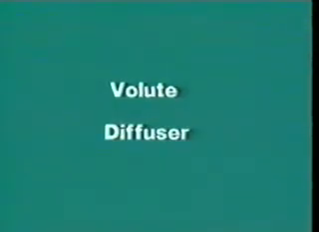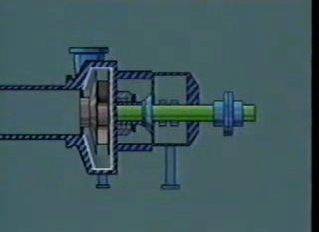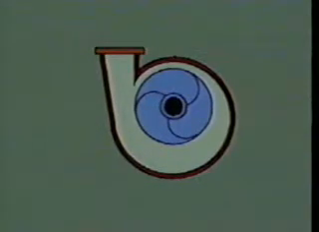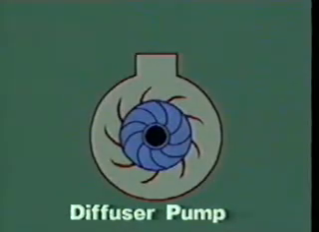Volute and diffuser are also terms you now know. They describe the area in the centrifugal pump casing where the kinetic energy of the fluid is converted into pressure. In volute pumps, the casing forms a chamber, or a volute, that's wider at the discharge port than where the fluid leaves the impeller. In diffuser pumps, instead of a volute, there's a diffuser with stationary vanes that form a series of widening chambers.